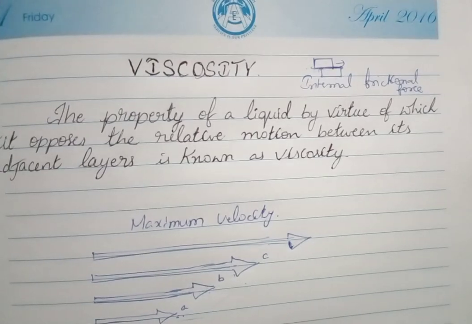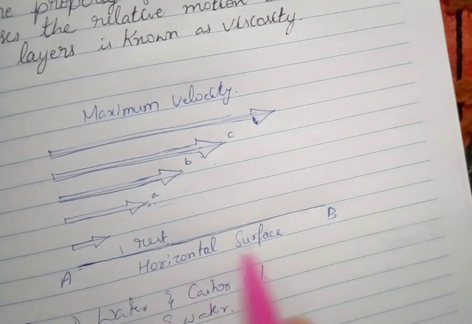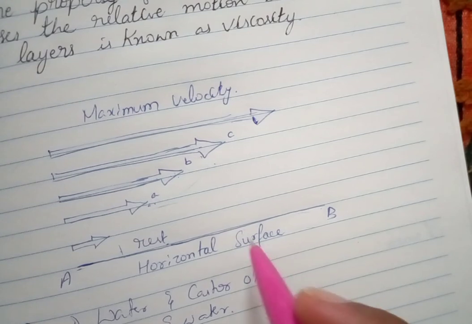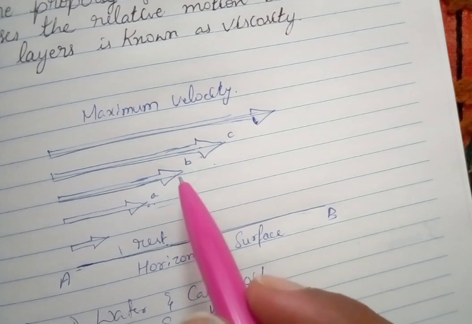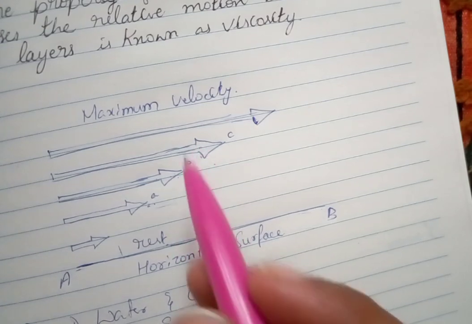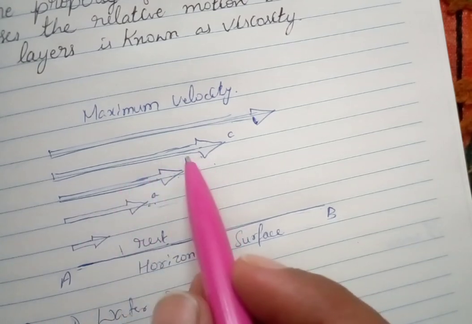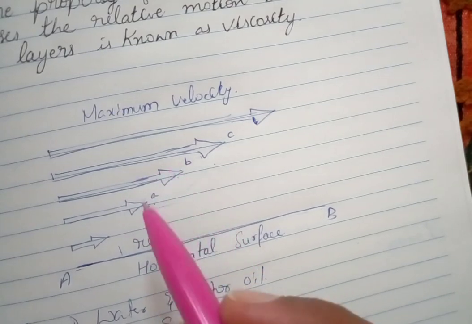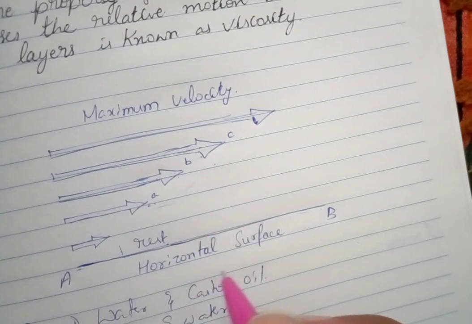Consider a liquid flowing in streamlined motion on a fixed horizontal surface AB. The layer of liquid in contact with the surface is at rest. The velocity of other layers increases with the distance from the fixed surface. The length of the arrow represents the increasing velocity of layers. Thus, there is a relative motion between the different layers of liquid.